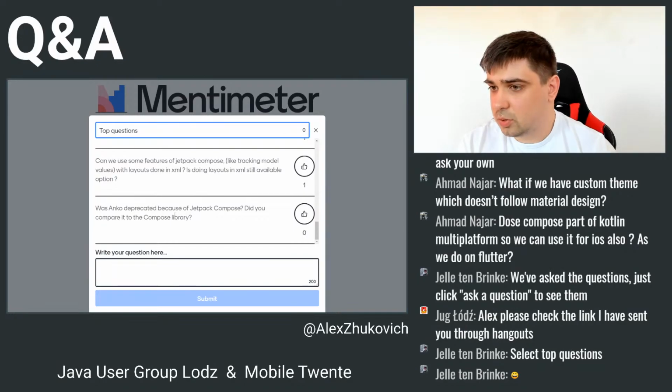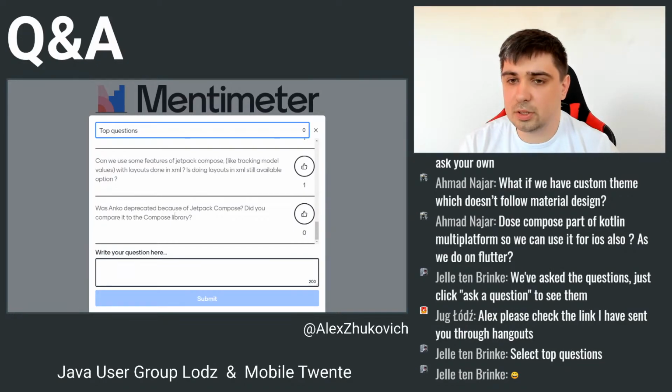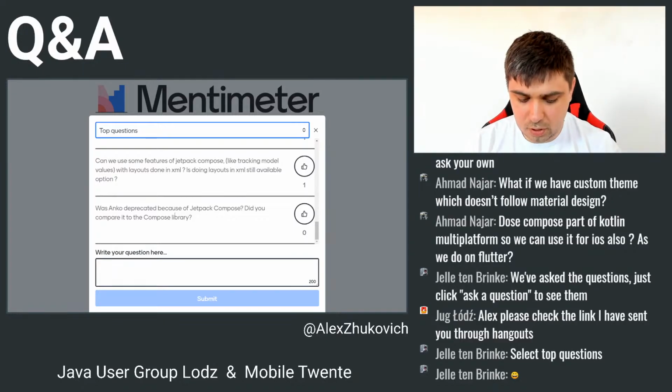Was Anko deprecated because of Jetpack Compose? Did you compare it to the Compose library? I did not compare it. If I remember correctly, Anko was part of a tool from JetBrains, but Jetpack Compose is developed at Google. Even right now, we have a pretty funny situation where for Jetpack Compose you need a slightly different version of the plugin, because Google developers use some undocumented features from the Kotlin compiler, and right now it's two different compilers. But I believe later on, before release, it will be synchronized with the main version.